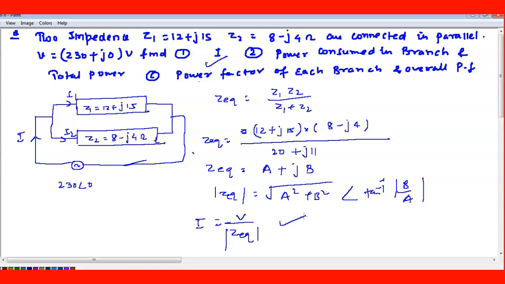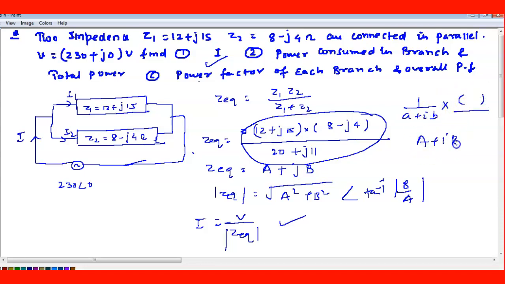Any doubt here? Any doubt in this? So this method also you can do it. This method is easy, but the calculation will be complex here, because you have to apply rationalization, which you have already studied in the 12th class. If a complex number is given in the form 1 upon A plus IB, you have to rationalize it and convert it into A plus IB form, right? So the simplification will be more. Okay.